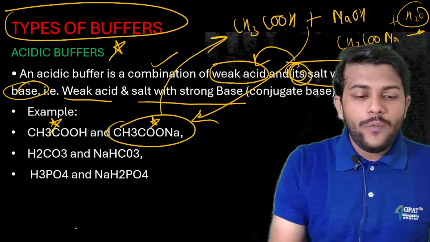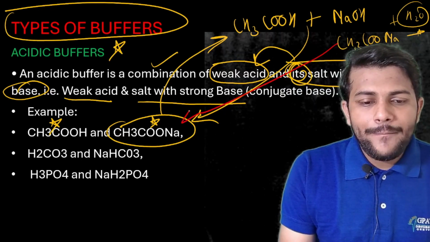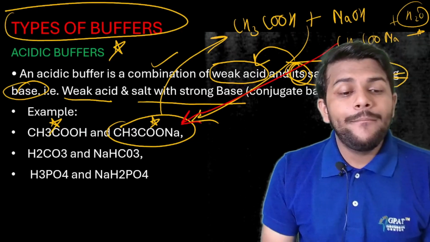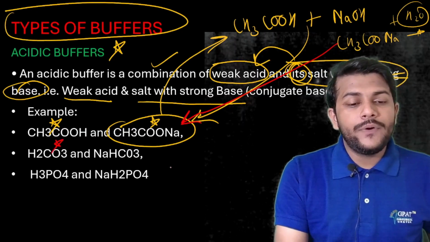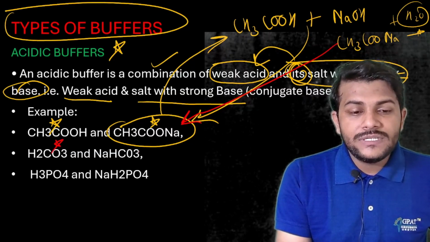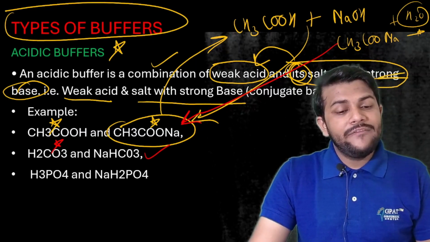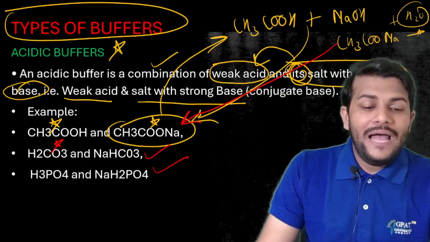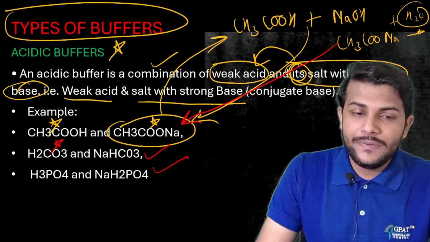So the salt of a strong base is formed and combined with the weak acid, and we can say it acts as an example of an acidic buffer. Same in this format: sodium carbonate, hydrogen carbonate and sodium carbonate. These are even like phosphoric acid and sodium carbonate. These also act as an acidic buffer.